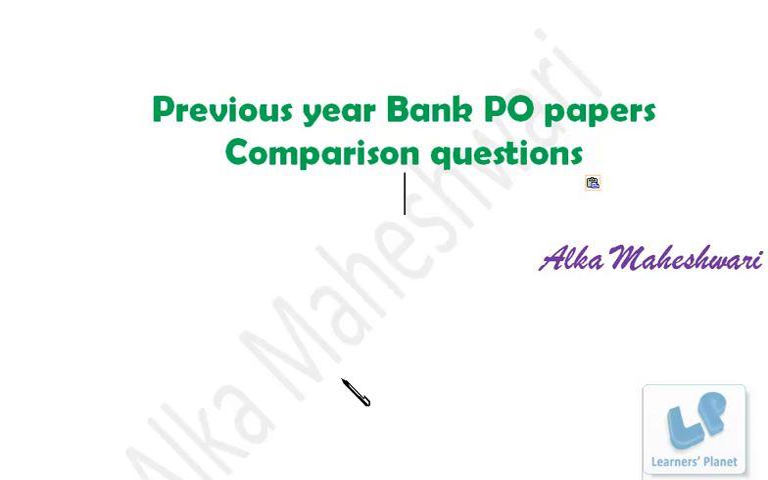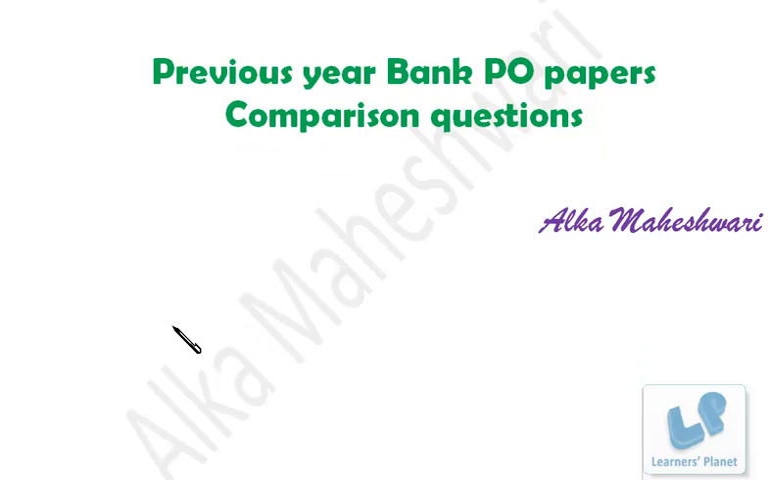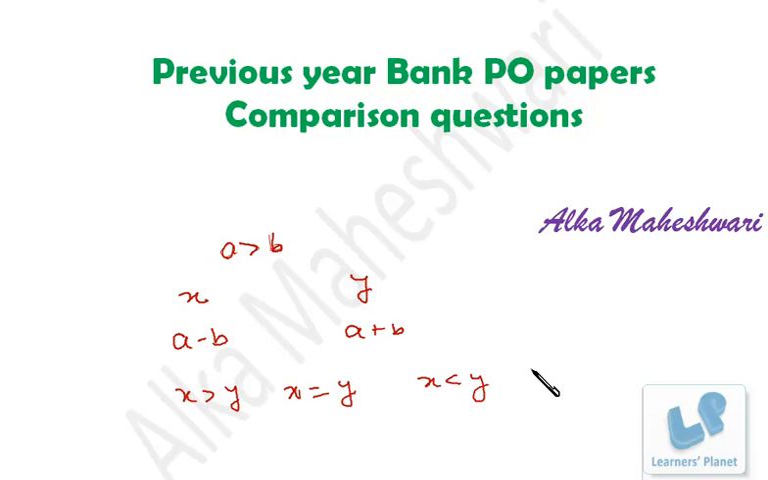Right, I take a very simple example. Now suppose a statement is given to me that is A is greater than B. And I have two options, that is x and y. X is what? A minus b, and y is what? A plus b, right? Now I have four options, that is x is greater than y, x is equal to y, x is less than y, or can't say. These are the four options available.